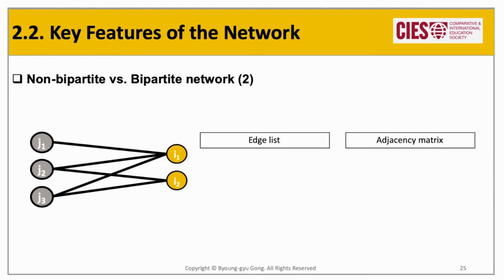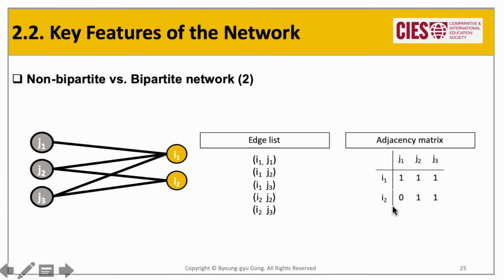Okay, then let's check the answers. Making up the edge list should not be difficult, as it is not much different from the previous undirected networks. But there is a huge difference in the representation of the adjacency matrix. You would see the rectangular shape of the adjacency matrix having only event vertices I1, I2 as its row names, while only person vertices J1, J2, J3 as its column names. This is called an incidence matrix.